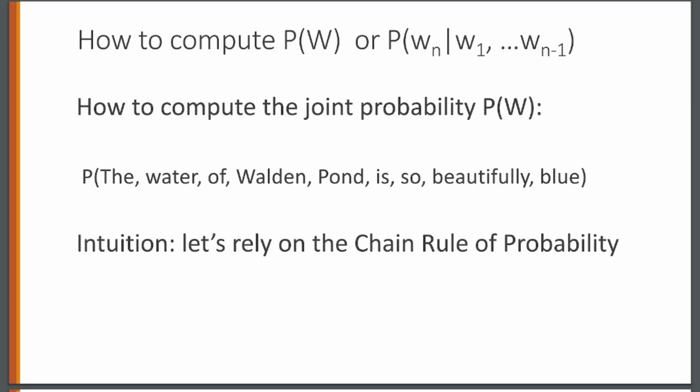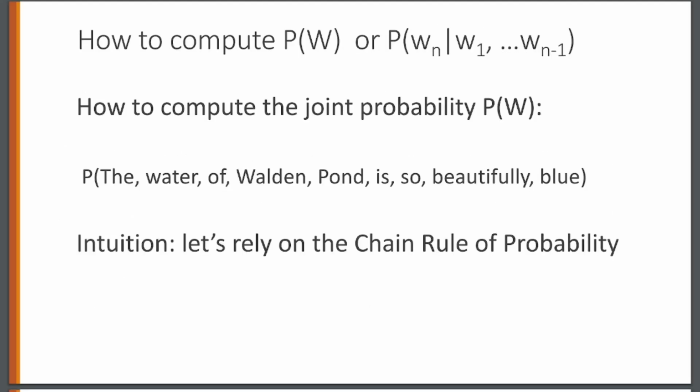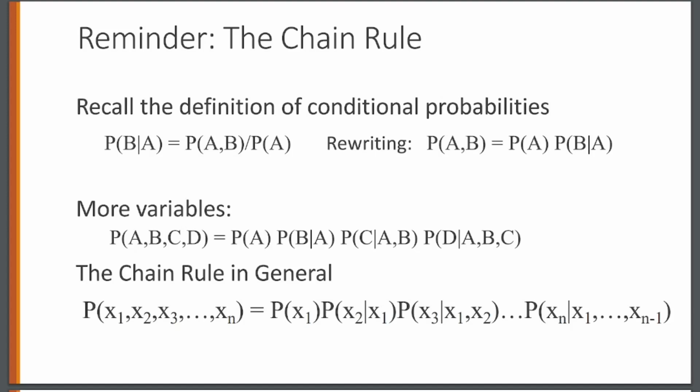So here's an idea, right? Let's start thinking about how common each word is individually, right? And then we can apply the chain rule of probability to build up the probability of a sequence, right? Since each one of those words, "The water of Walden Pond is so beautifully blue," is much more likely to occur by itself than that entire sequence is, right? So we'll have a much easier time counting individual words.